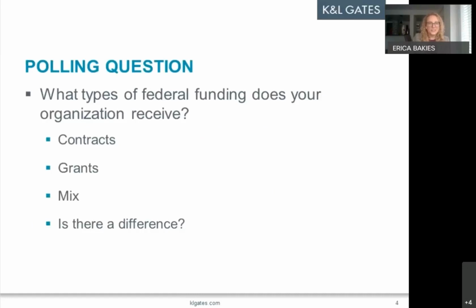So first, we have a polling question, and we're interested in hearing from you. We want to know what types of federal funding does your organization receive? If you could take a minute and respond to our polling question, this will help us focus our presentation on what you need to hear and want to hear, and we'll let you know what the responses are in a minute. So I'll give you a second to do that. And just for those dialing in, again, the question is, what types of federal funding does your organization receive? The options are contracts, grants, a mix, or is there a difference?